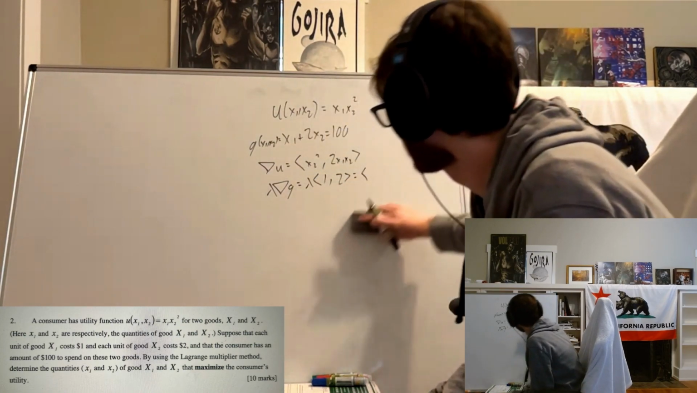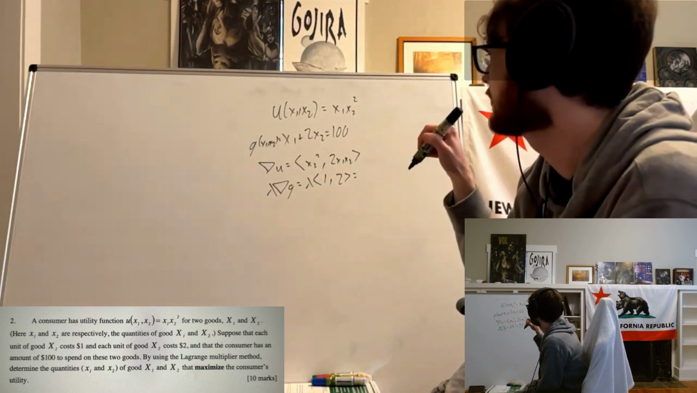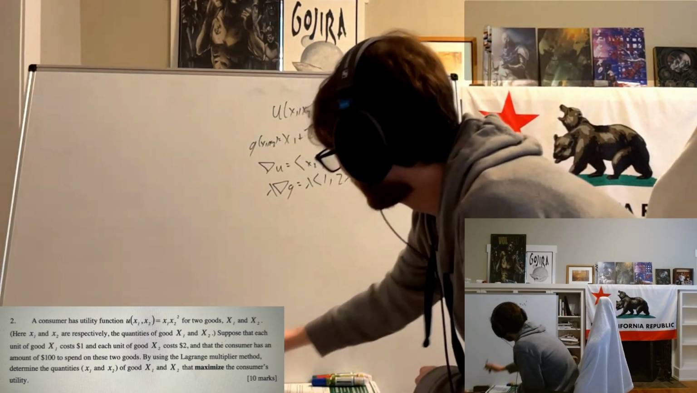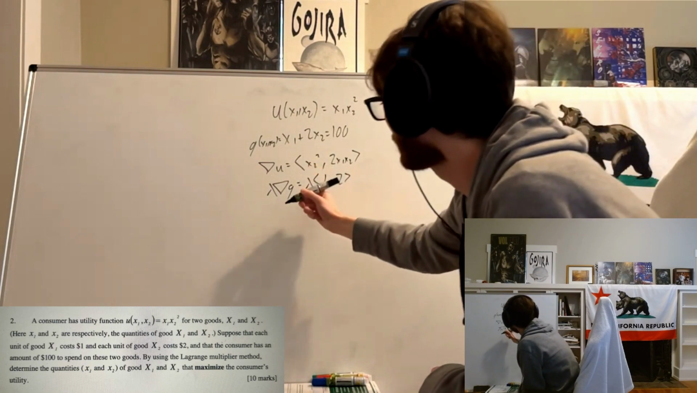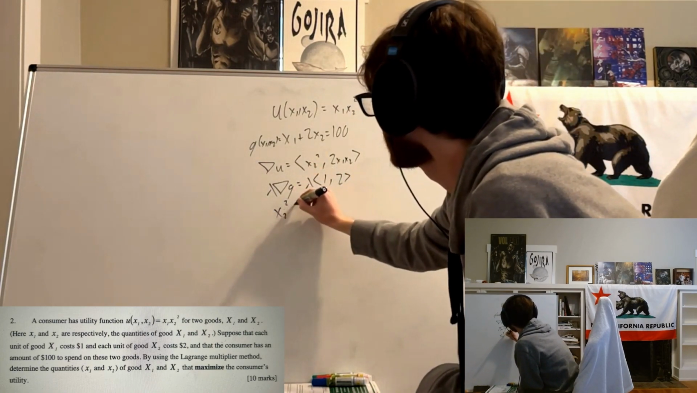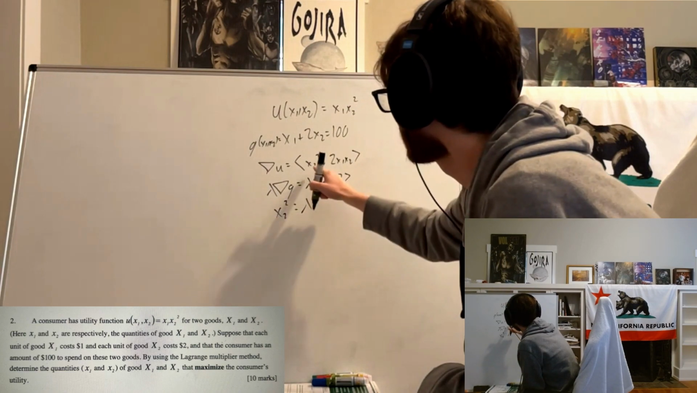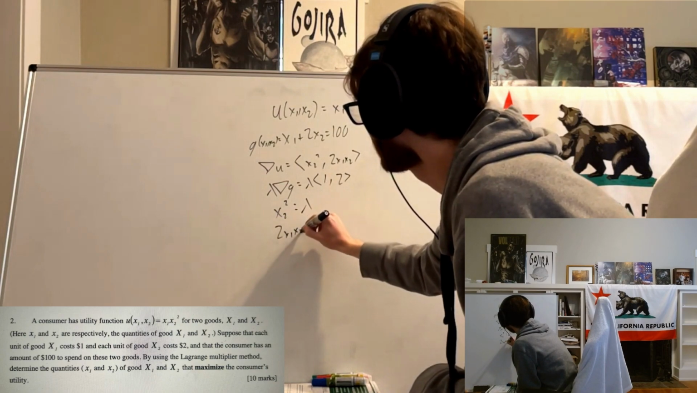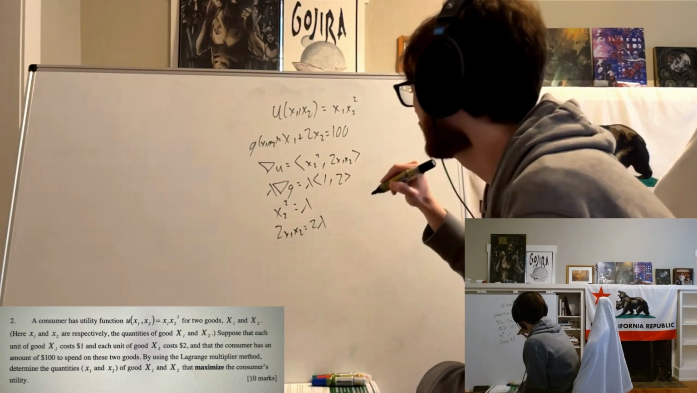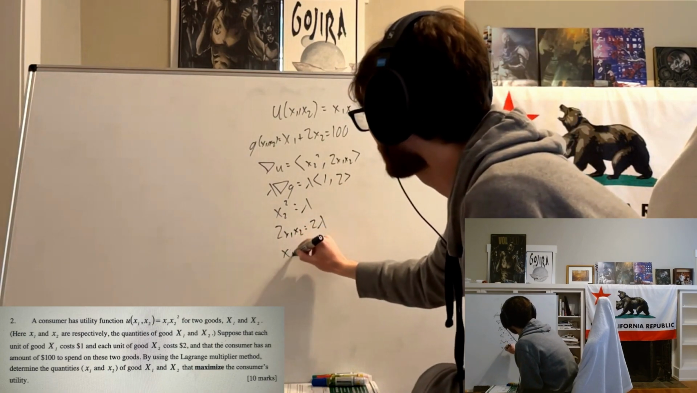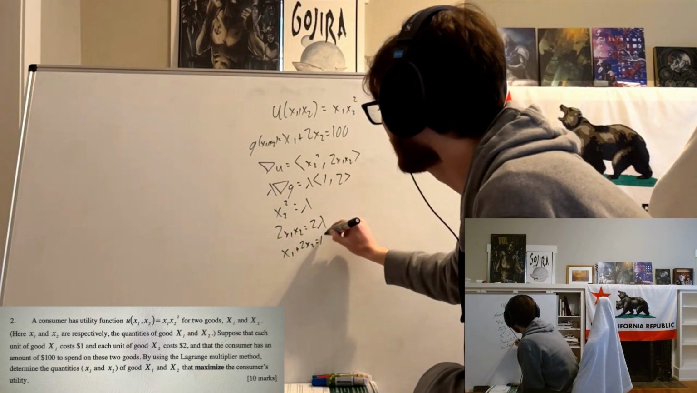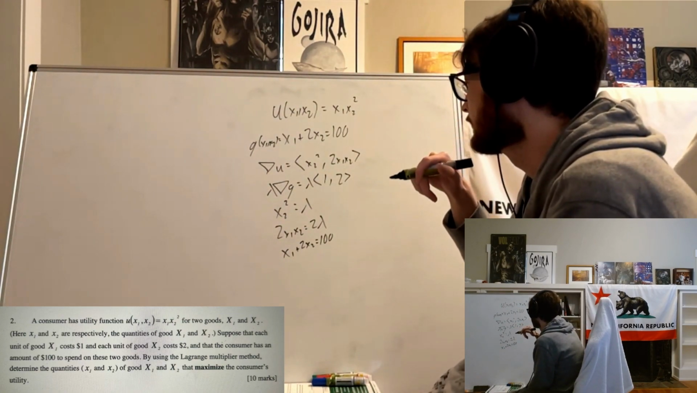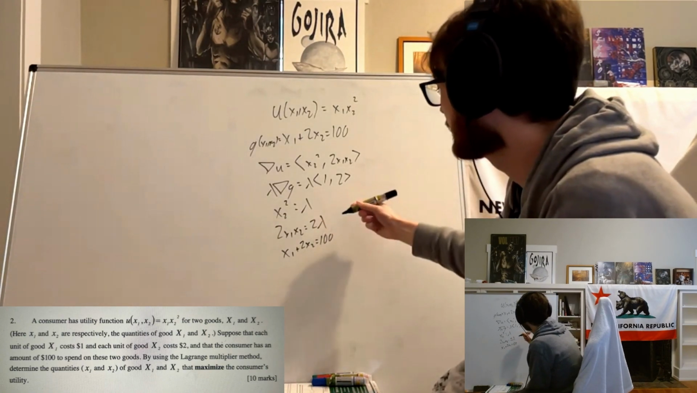That's fine. So from this, we can get 3 equations. We'll have 3 unknowns. We have x2 squared is equal to lambda, because we equate the x's with the x's. Then we have 2x1 x2 is equal to 2 lambda. And we have x1 plus 2x2 is equal to 100. Okay. I guess we're going to divide that one by 2.